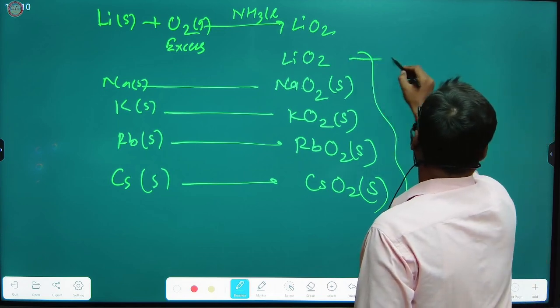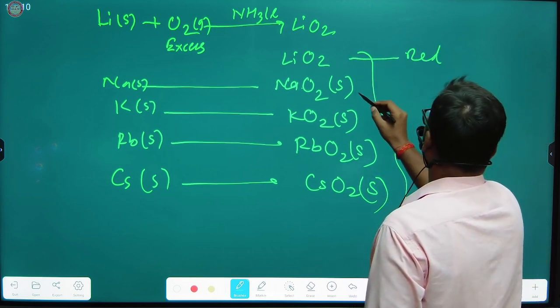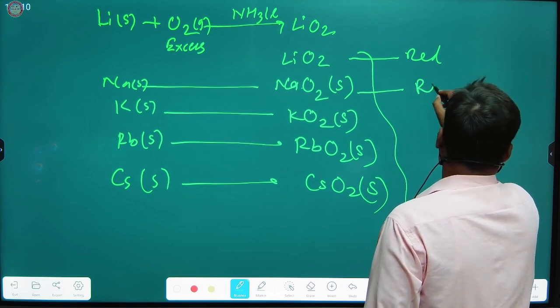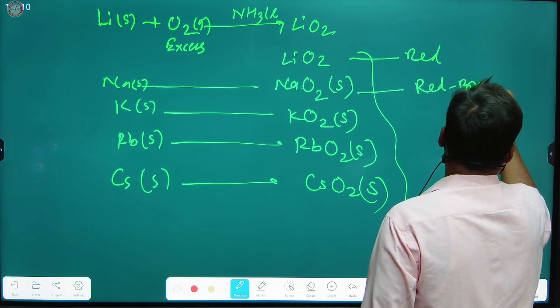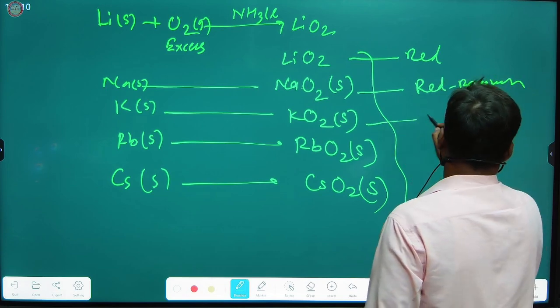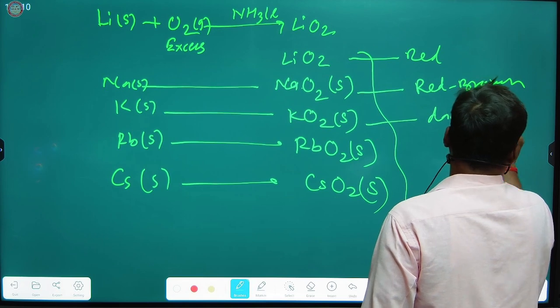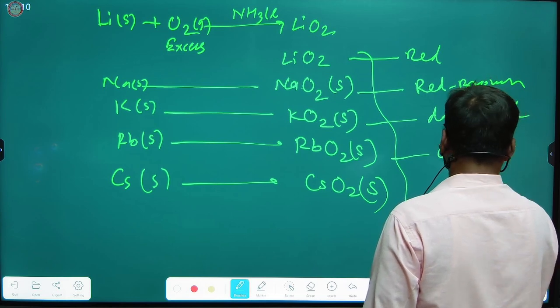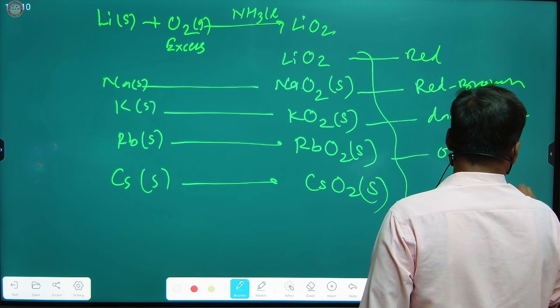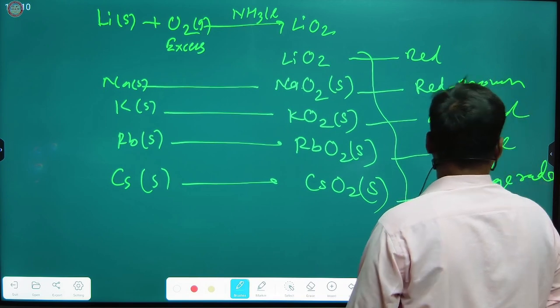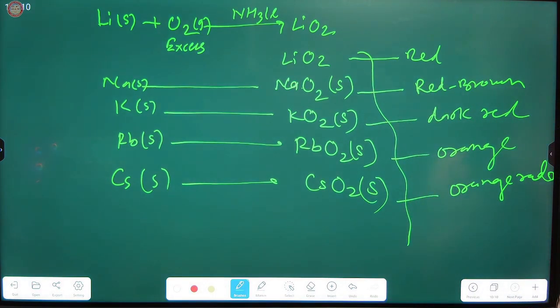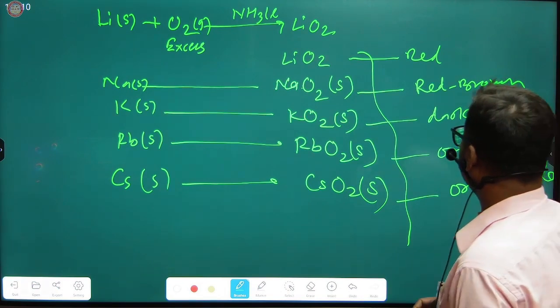So this is red in color, and this is brown, and this is dark red, and this is orange. This is orange red, right? So all these superoxide compounds are colored in nature.